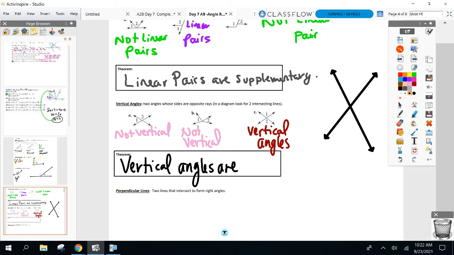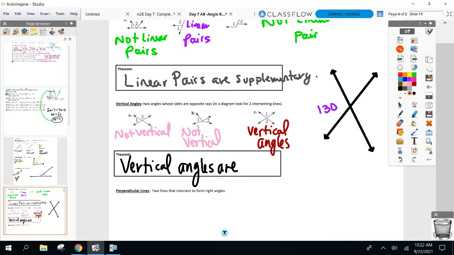Linear pairs are supplementary. What about vertical angles? Well, let's find out. Ready? Addie, can you give me just a random degree measure? What is it, 130? Fine. All right, everyone pretend that this angle is 130.